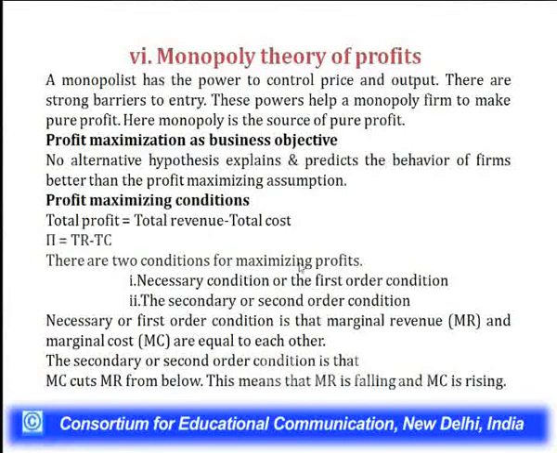There are two conditions for maximizing profits. This we have already done when we did the equilibrium in the different markets. The first one is the necessary condition, that is, marginal cost is equal to marginal revenue, and the second order condition, which is the sufficient condition, that is, MC cuts MR from below, or you can say the slope of marginal cost is greater than the slope of marginal revenue. When both these conditions are met, the firm gets the maximum profits.